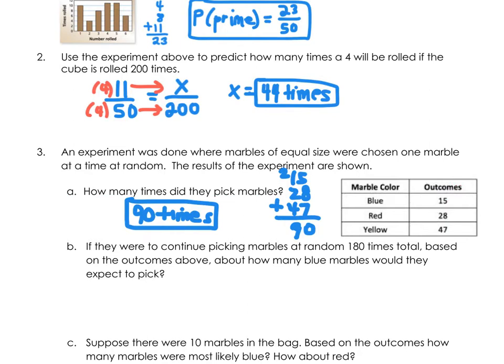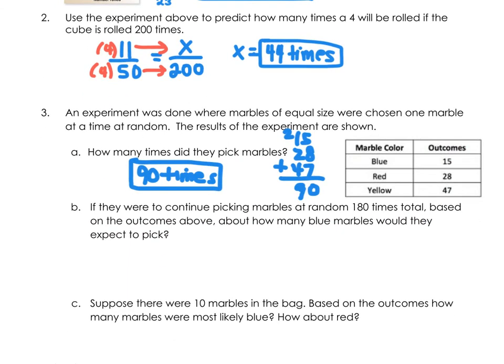Part B, the question is, if they were to continue picking marbles at random 180 times total, based on the outcomes above, how many blue marbles would they expect to pick? We know that in our experiment, blue marbles were picked 15 out of the 90 times. So we're going to use that as our first ratio, 15 to 90. Now we're going to set it equal to x over 180, since we want to know about performing it 180 times.